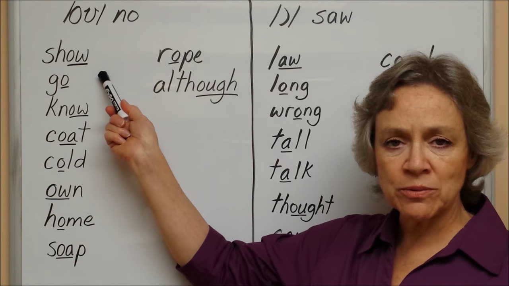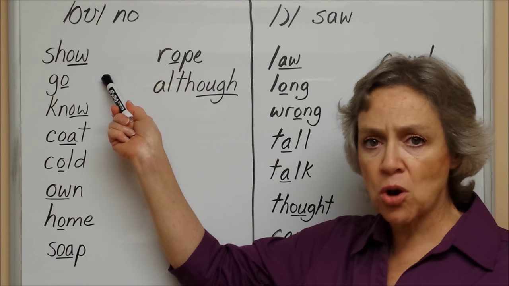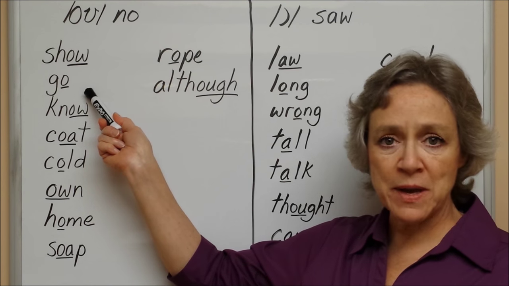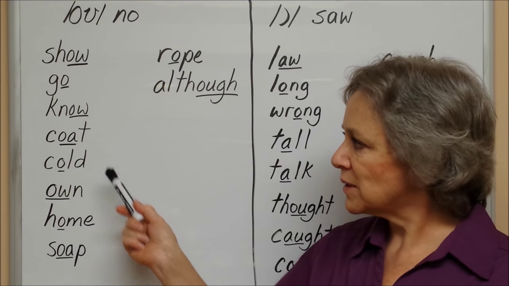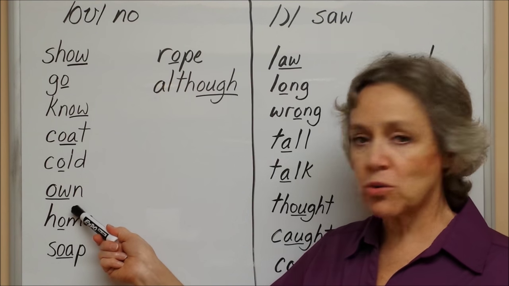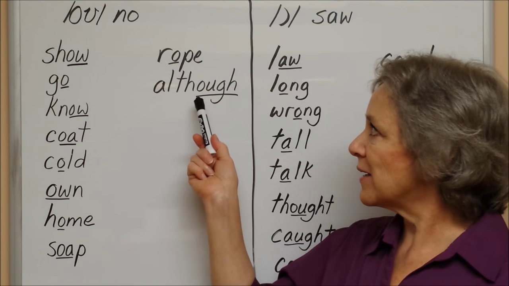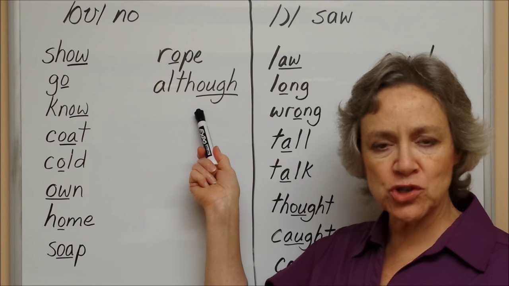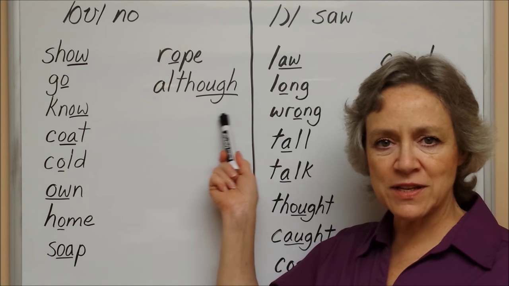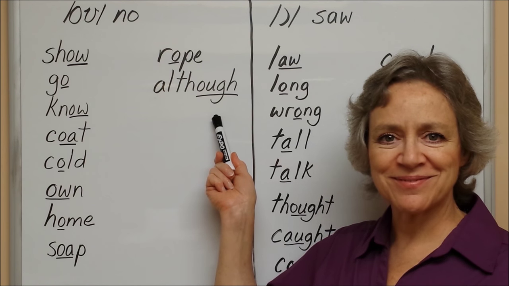I have O-W, so the word show and similar words, grow, blow, they end in O-W. This sound can be made with just the letter O, also with O-A. Here's O-W again in a different position. O-A. What about this one? O-U-G-H. Actually, the G-H is silent, but all of these letters together make O, although.